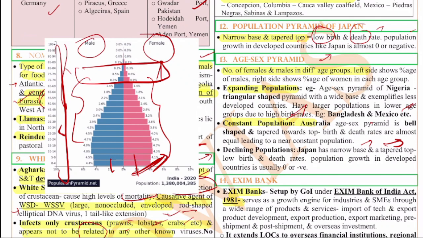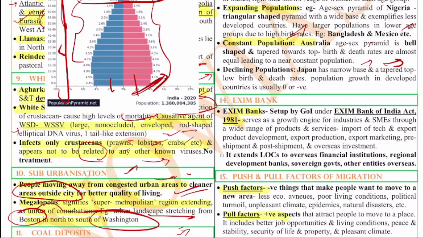That is the thing. Next, the 14th question is on the Exim Bank. Exim Bank is the Export-Import Bank of India. This Exim Bank was set up by the Government of India under the Exim Bank of India Act of 1981. It serves as a growth engine for the industries and SMEs through a wide range of products and services. The import of technology and export of product development, export production, export marketing, all of these things happen. It extends the line of credit to overseas financial institutions, regional development banks, sovereign governments and other overseas entities as well. That is the Export-Import Bank of India.